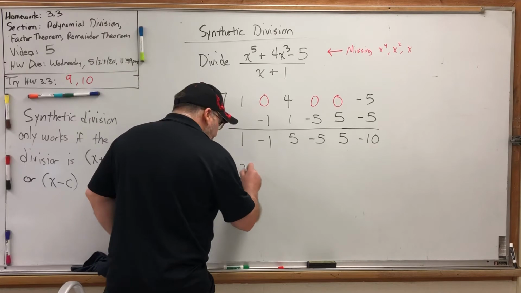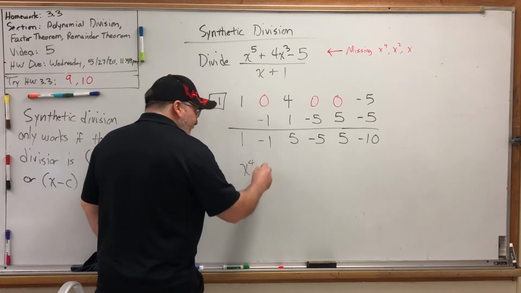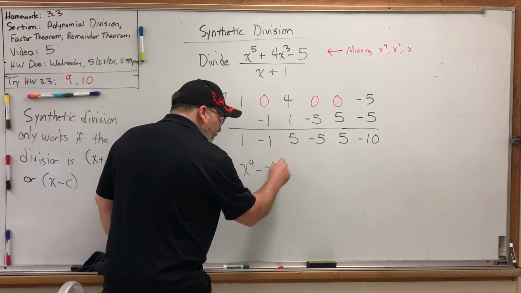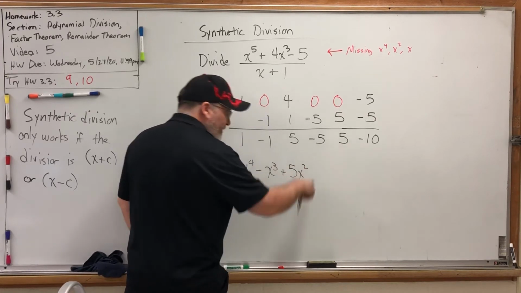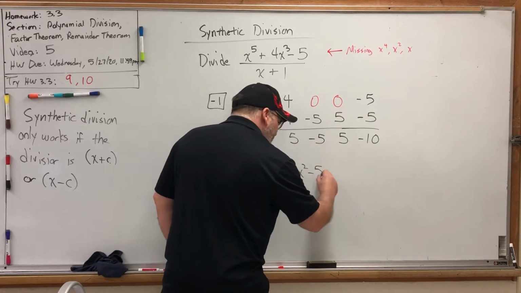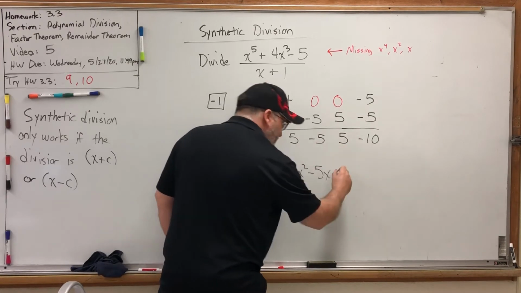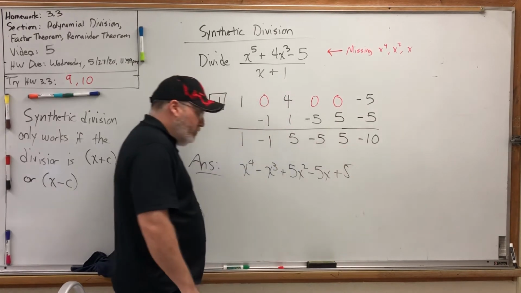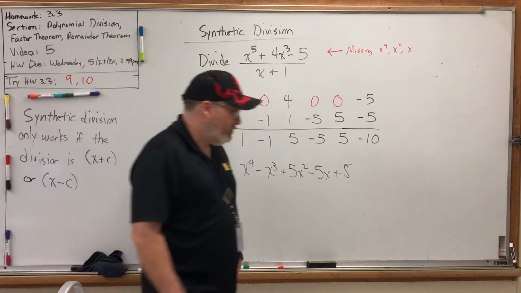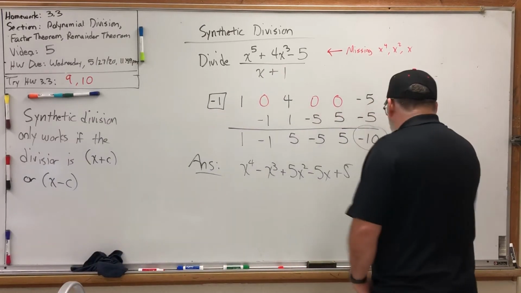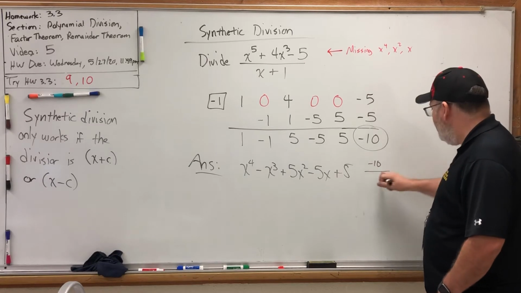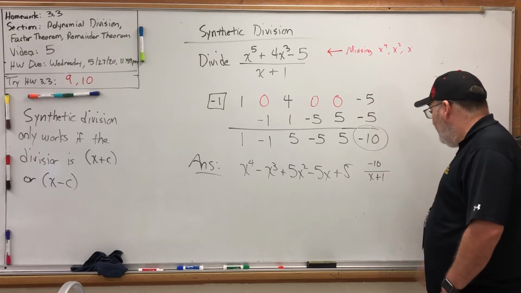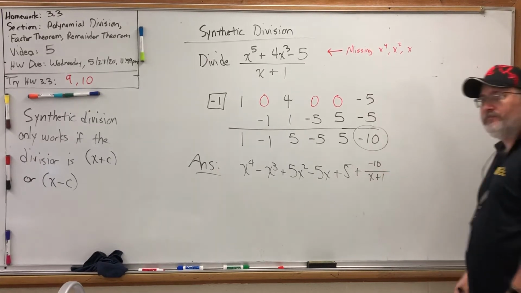So 1x to the 4th minus 1x to the 3rd plus, because it's positive, 5x to the 2nd minus 5x to the 1st plus 5. You should run out of x's right before the last number, because the last number is your remainder. So negative 10 goes on top of the divisor, which was x plus 1, and gets added onto the quotient.